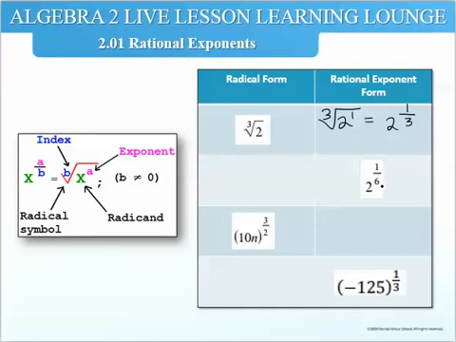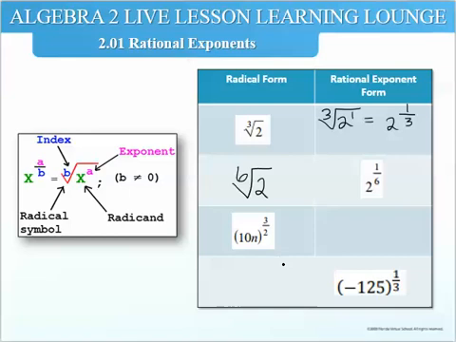We can go backwards from rational exponent form by simply replacing the 1 for the exponent inside the radical and the 6 as the index. Whenever we have 1 for an exponent, we do not have to keep that exponent. So I'm actually going to rewrite this as just the 6th root of 2. We know the exponent is 1, but we don't need to write it.